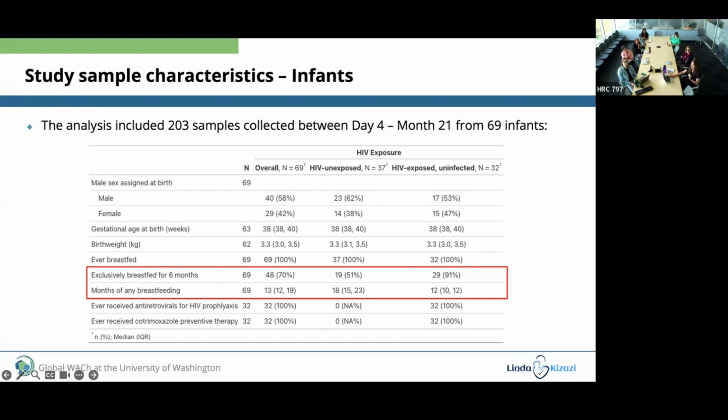What is also interesting, and again we saw this in the full cohort, is that the duration of any breastfeeding, not just exclusive breastfeeding, is actually shorter in the HU kids. Moms living with HIV are exclusively breastfeeding for 6 months, but weaning around 1 year, whereas the moms who are not living with HIV wean around maybe 1.5 years. So there's a longer duration, and I think that's also consistent with some of the other cohorts that are ongoing as well.